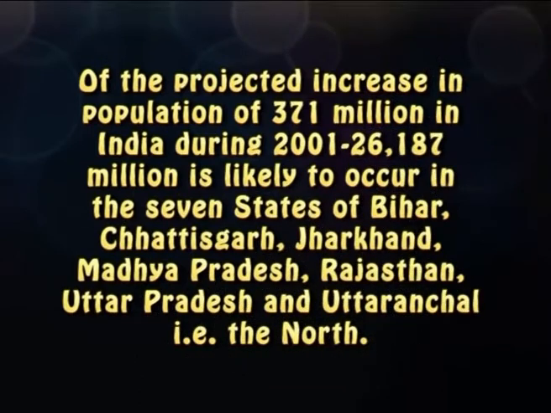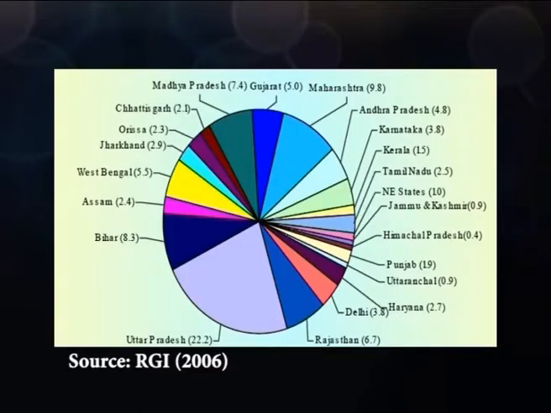Of the projected increase in population of 371 million in India during 2001 to 2026, 187 million is likely to occur in the 7 states of Bihar, Chhattisgarh, Jharkhand, Madhya Pradesh, Rajasthan, Uttar Pradesh and Uttaranchal, that is the north. We can observe the share of each of the states of India in total increase in population from this figure. The figure shows that nearly 50% of India's demographic growth during the period of 25 years is projected to take place in these 7 states.